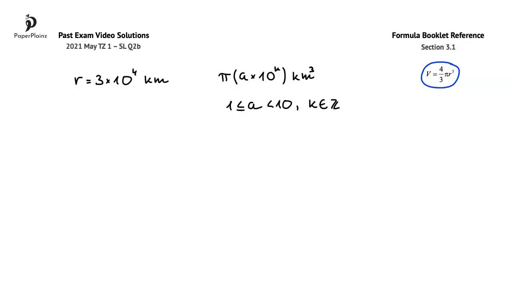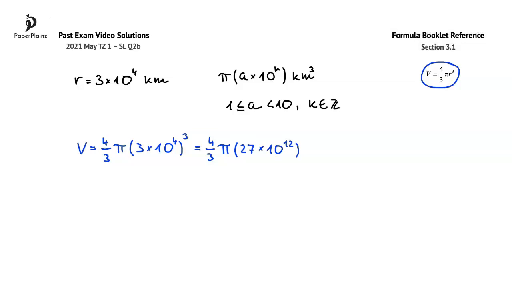In the previous question part, we wrote down that the radius of the planet is 3 times 10 to the power of 4 kilometers. We can now substitute based on this result. So for the volume, we get 4/3 times pi times 3 times 10 to the power of 4 cubed. In our next step, we'll expand the brackets by raising 3 and 10 to the power of 4 to the power of 3. So we get 4/3 times pi multiplied by 3 cubed, so 27, and this is multiplied by 10 to the power of 4 cubed, which is 10 to the power of 12.